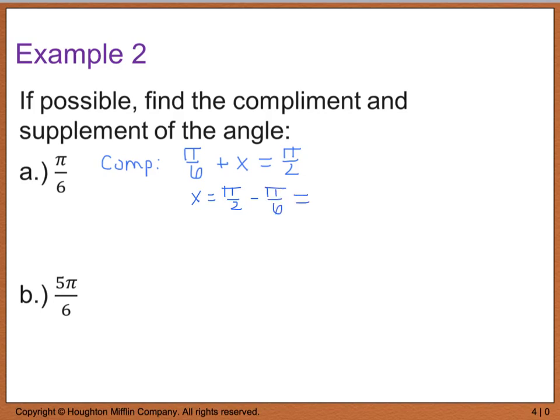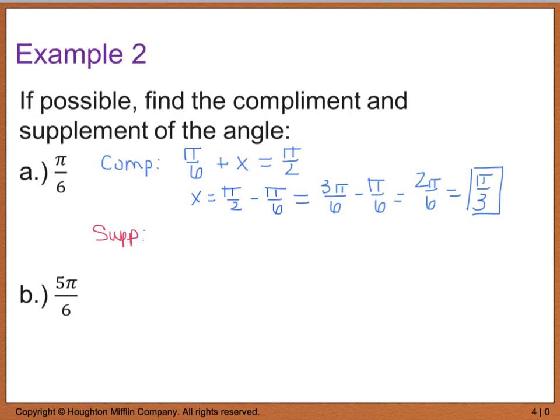I need to get common denominators, which are going to be 6. So I'm going to have to multiply this fraction here by 3. So I end up with 3 pi divided by 6 minus pi over 6. And I end up with 2 pi over 6, which is really equal to pi over 3. So pi over 3 and pi over 6 are complements of each other. Now, I'm going to do the same thing, except now I'm going to look at the supplements.